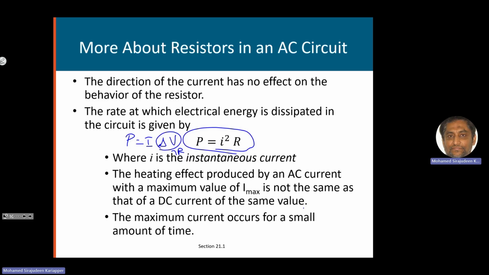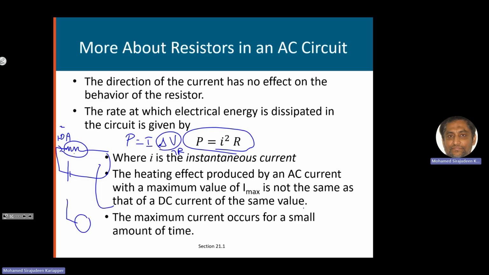The heating effect produced by an AC current with a maximum value of I max is not the same as that of a DC current of the same value. Now, let me explain what we are saying here. Let's say you have a resistor and a DC source. So the current is always 10 amperes. So the power that is dissipated here will be 10 squared multiplied by the resistance.